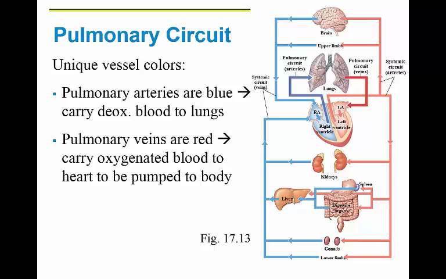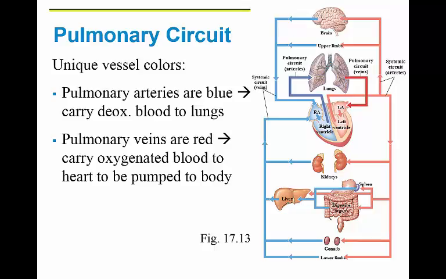They get to the lungs, they get refreshed with oxygen in the pulmonary capillaries, and then the blood is returned to the heart via the pulmonary veins. And these are going to be high in oxygen. They're going to return the blood back to the heart, filled up with oxygen so that it can be distributed to the body.